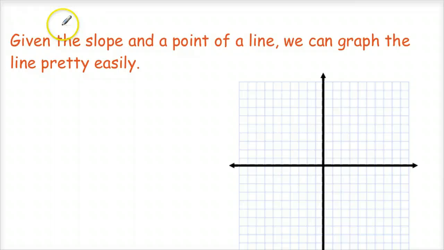The reason for that is if we are given the slope and a point on a line, we can graph the line pretty easily. So once we find that slope and we leave it as a fraction, it's going to tell us how to move from one point to the other.